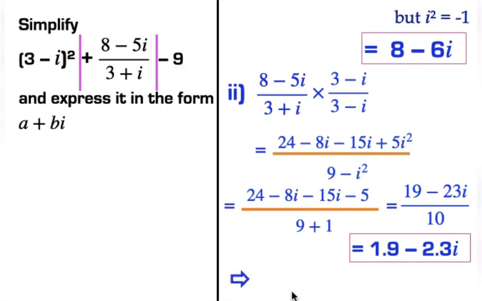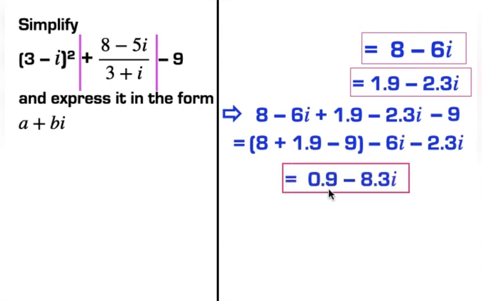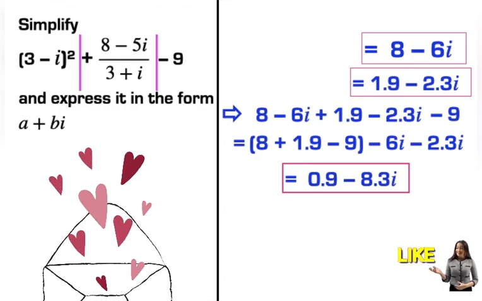So we can now add the 3 parts together as 8 minus 6i plus 1.9 minus 2.3i minus 9. Collecting like terms, we have 8 plus 1.9 minus 9, and minus 6i minus 2.3i. That is 0.9 minus 8.3i. Final answer.